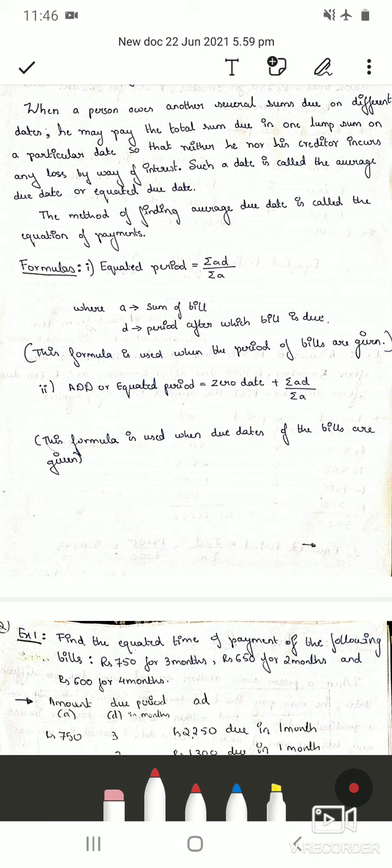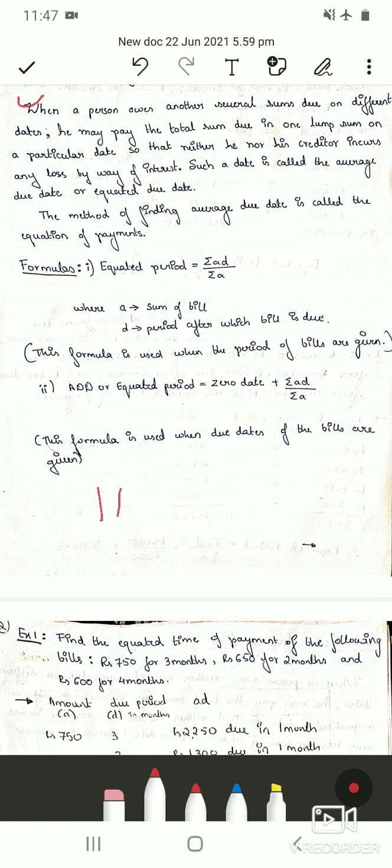So to decide on which date that one lump sum amount is to be paid, we use the concept of average due date. So what is average due date? When a person owes another several sums due on different dates, he may pay the total sum in one lump sum on a particular date, so that neither he nor his creditor incurs any loss by way of interest. Such a date is called average due date or equated due date.